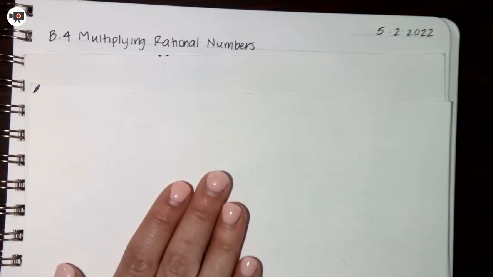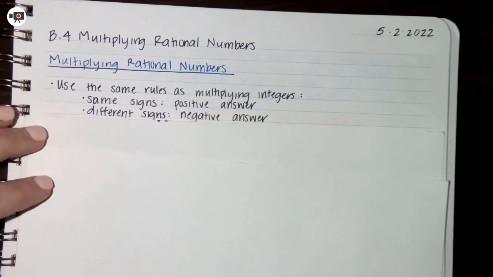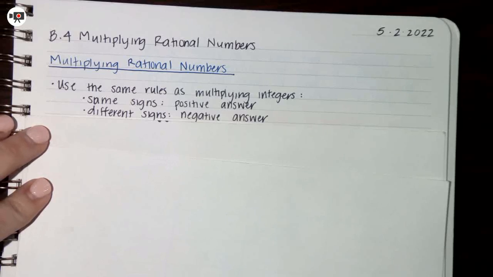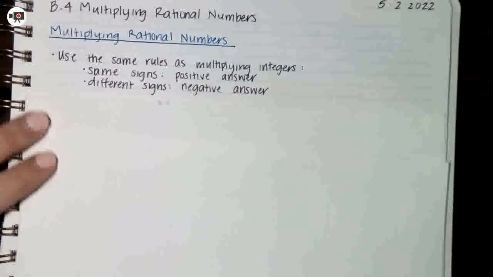This is B.4, multiplying rational numbers. For multiplying rational numbers, we're going to use the same rules as multiplying integers. If the signs are the same, the answer is positive. If the signs are different, the answer is negative.